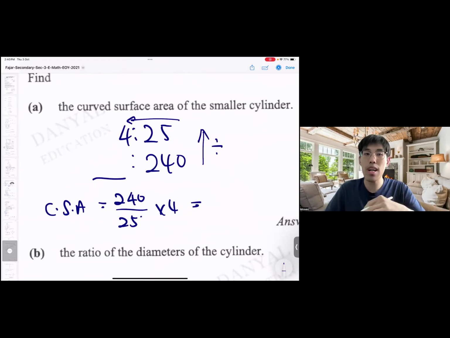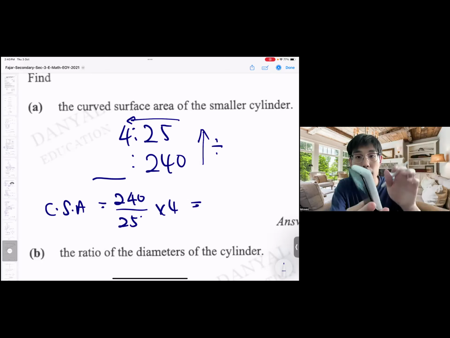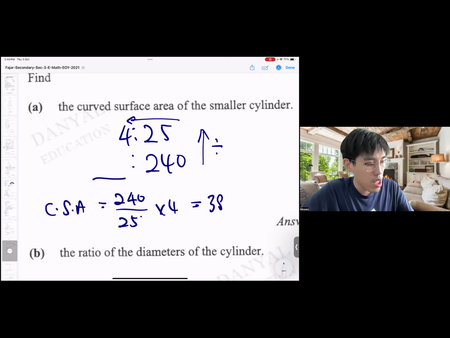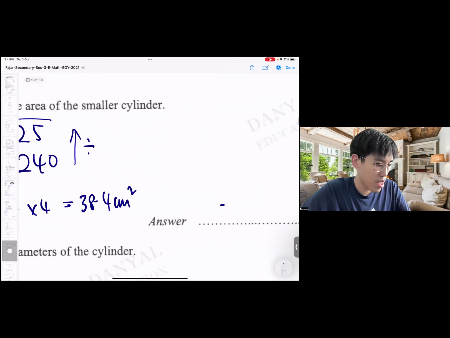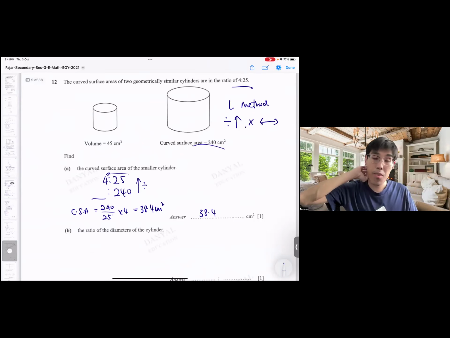Confirm answer correct. This one I also lazy to go and calculate what the answer is. I just need to press calculator can liao. Okay, so this one 240 divided by 25 times 4. Just like that. So you get 38.4. Okay, so answer 38.4 cm squared. That's all. Super easy. Okay.